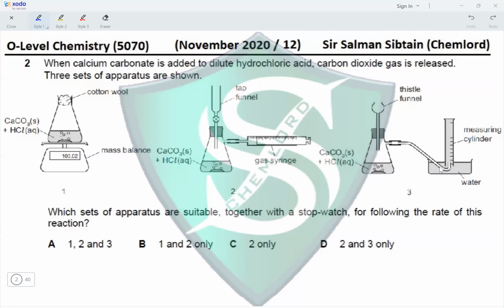So we can have rate of loss of CO2 in setup 1. We can have rate of collection of CO2 in setup 2. But the problem with setup 3 is CO2 is soluble in water. So if we pass CO2 through water, some of it will dissolve. So the amount that would be collected would be lesser than the amount produced. So experimental setup 3 is incorrect for our requirement of the experiment. Therefore, option B is the correct option for this question.